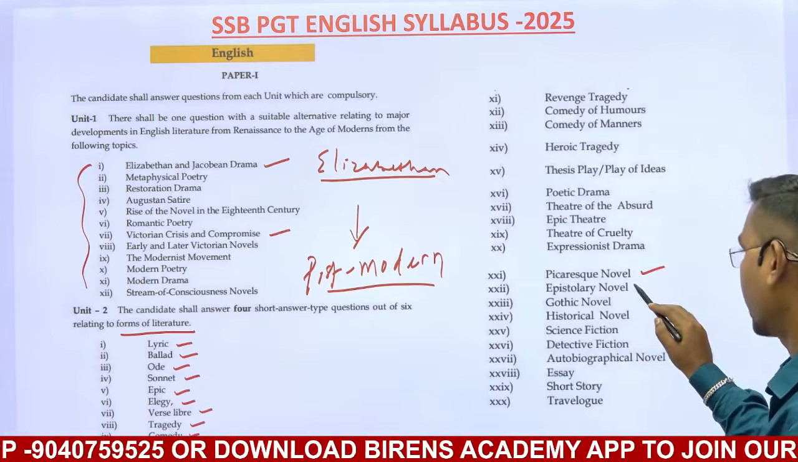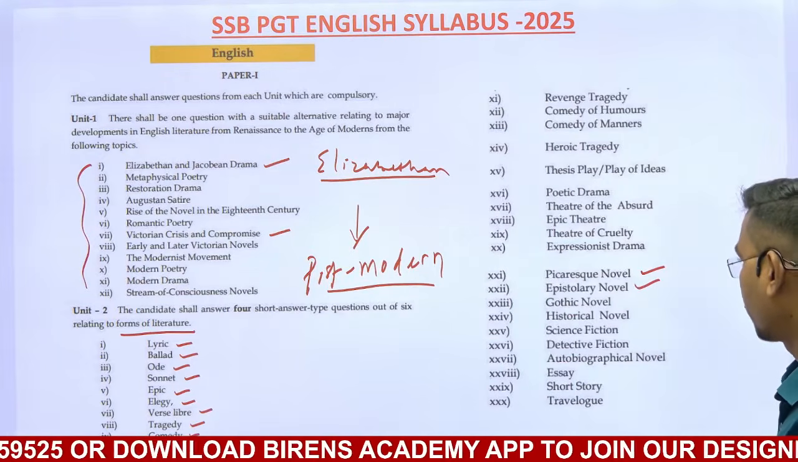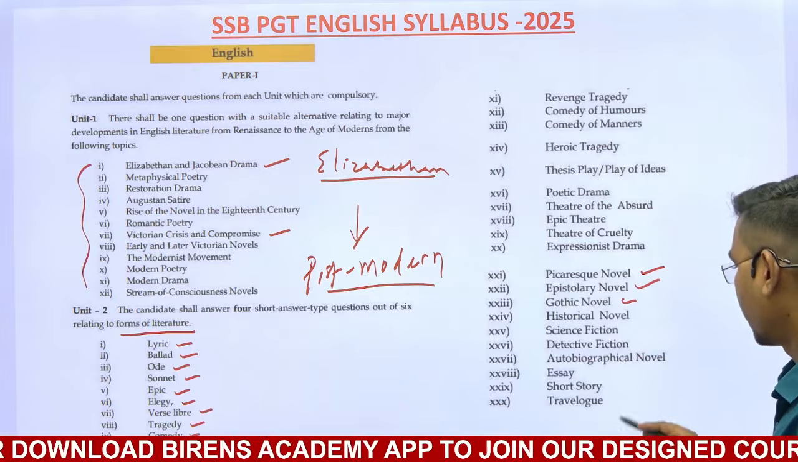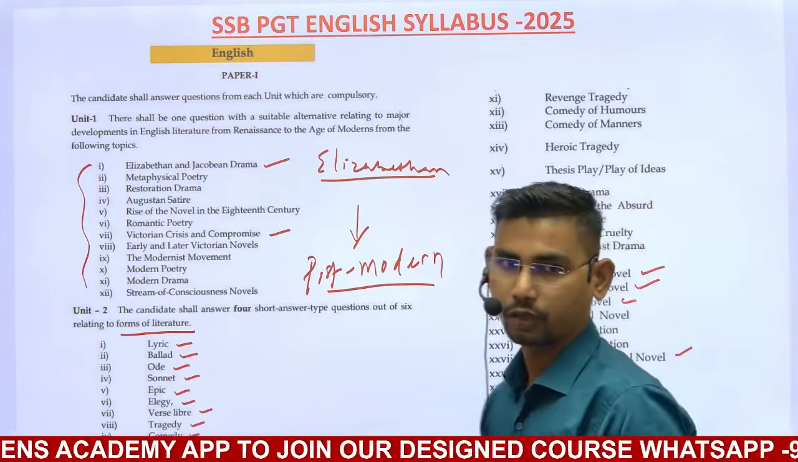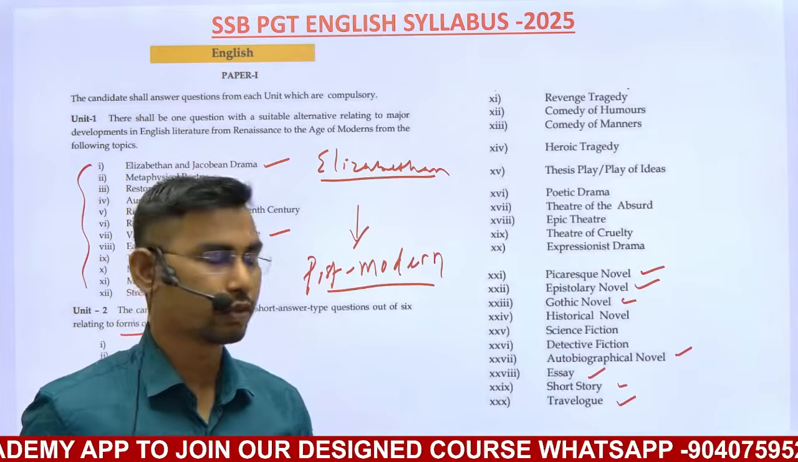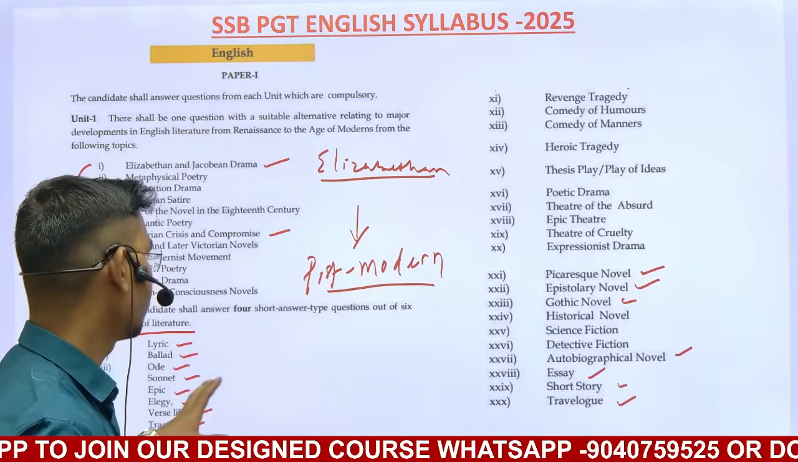Then there are picaresque novel, types of novel, epistolary novel, gothic novel. Then short story, travelogue, essay, autobiographical novel, etc. So we are supposed to discuss so many things in this unit.